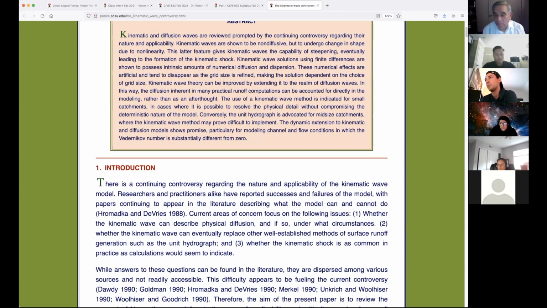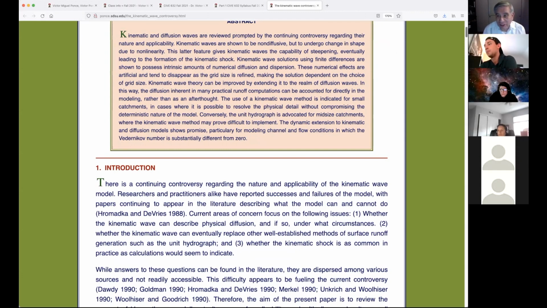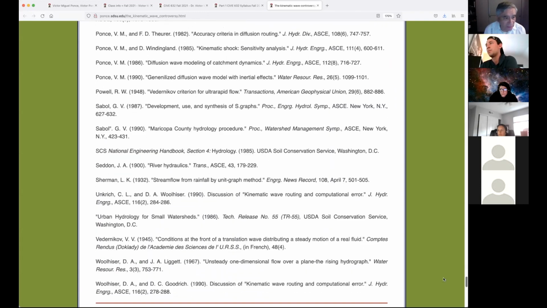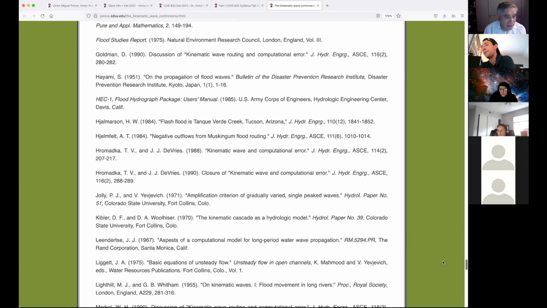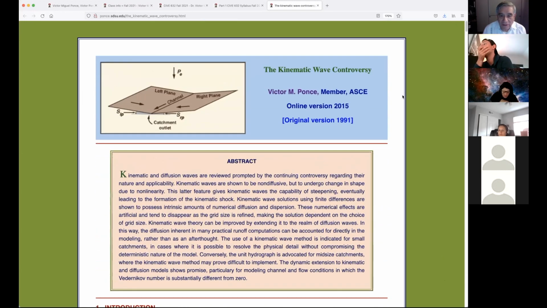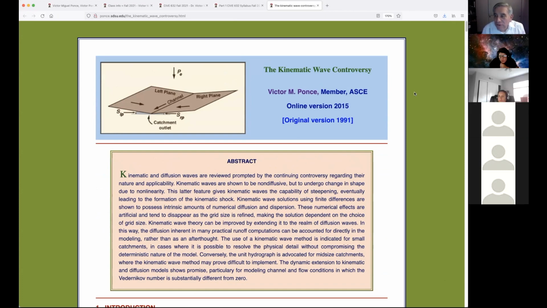Now, there's a paper by Hromadka and De Vries, 1988. Let me just say at this point, let's go to Hromadka and De Vries. What's the reference in here? Hromadka and De Vries, Kinematic Wave and Computational Error is the paper. Now, you already know that the kinematic wave has an error, and with that error, it ends up being really a diffusion wave. So if it has the error, it shouldn't be called kinematic wave. However, like I said, there was a confusion and controversy.